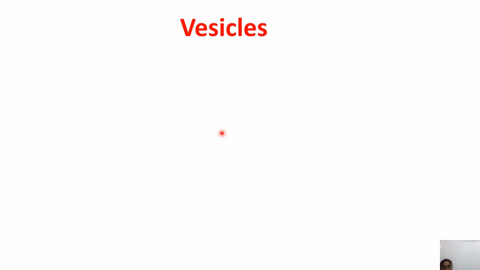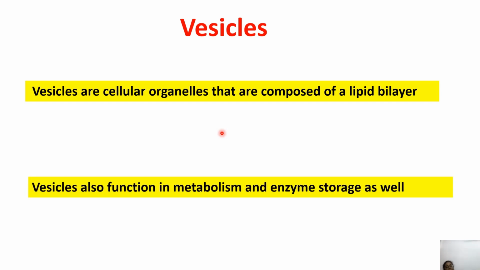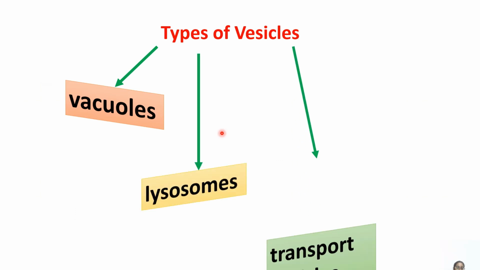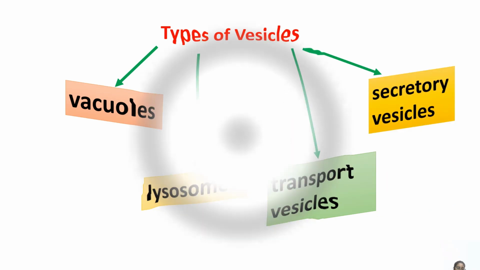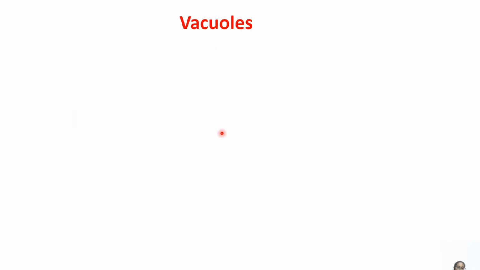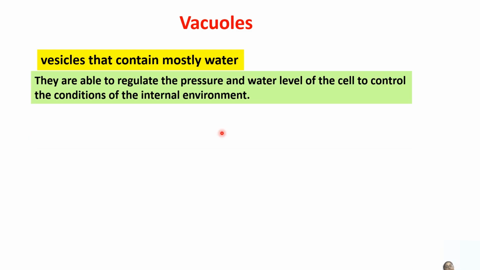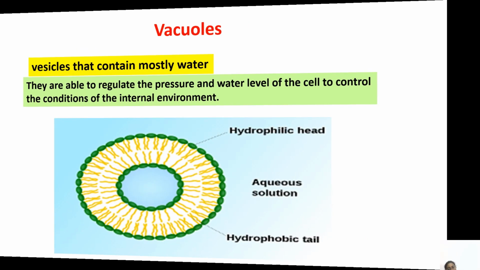Coming to the vesicles, the cellular organelles. The cell is composed of a lipid bilayer, and they also function in metabolism and enzyme storage as well. They can be vacuoles, lysosomes, transport vesicles, and secondary vesicles. So for vacuoles, vesicles that contain mostly water, they're able to regulate the pressure and water level of the cell to control the conditions of the internal environment. This is an image of vacuoles.